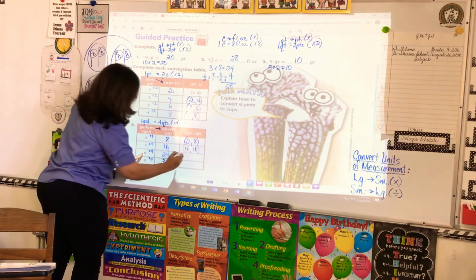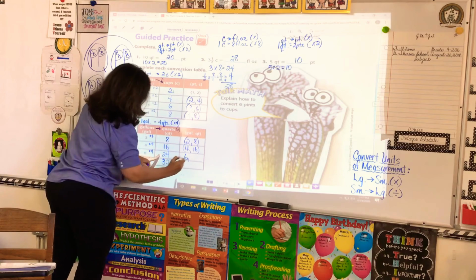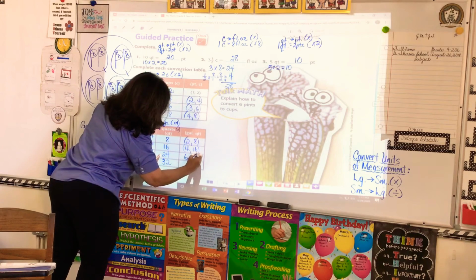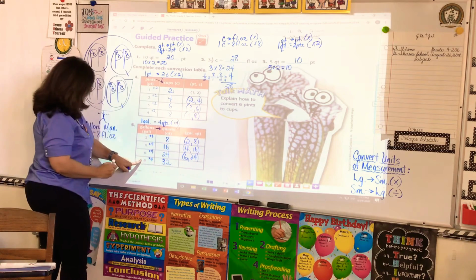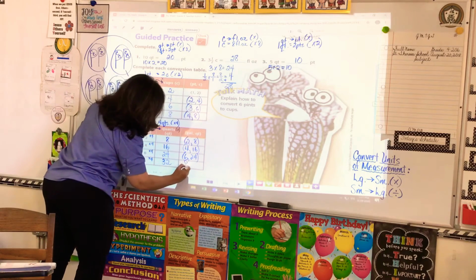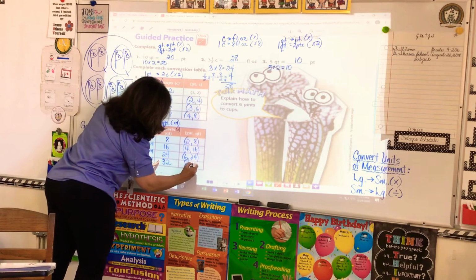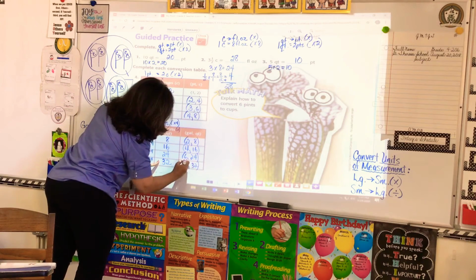For 6 gallons, we have 24 quarts. And for 8 gallons, we have 32 quarts. Okay?